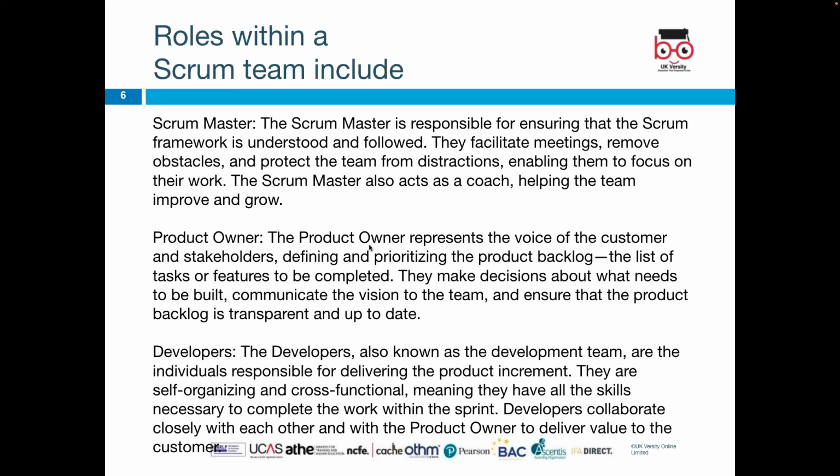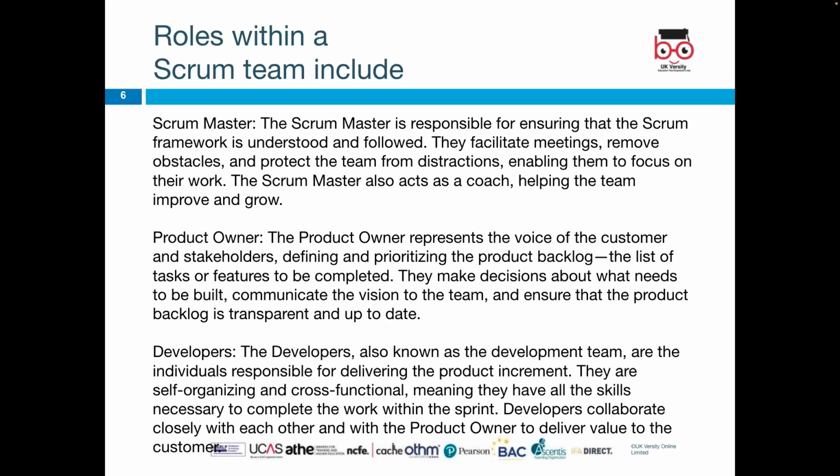The next topic is roles within a Scrum team. We have the Scrum Master, the product owner, and the developers. The Scrum Master is responsible for ensuring the Scrum framework is understood and followed. They facilitate meetings and remove obstacles. They communicate well with the stakeholders, and when I say stakeholders, it can be the end user or an investor. The product owner represents the voice of the customer and stakeholders, defining and prioritizing the product backlog.